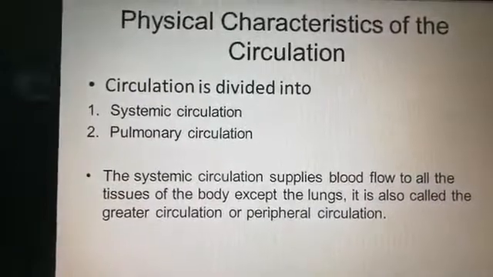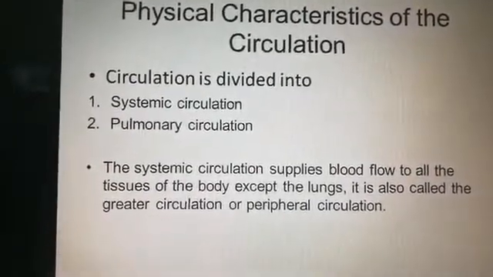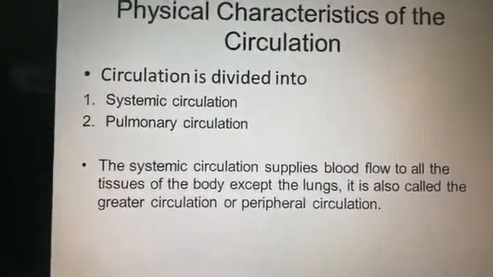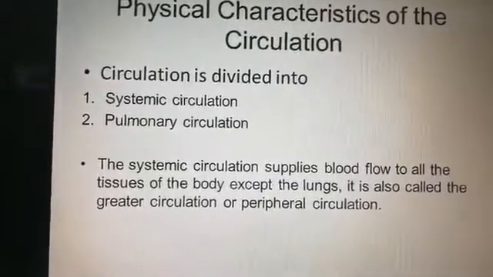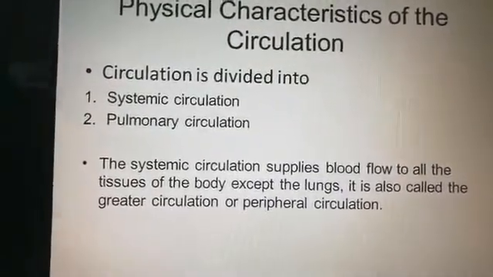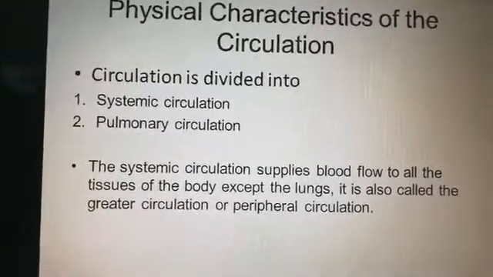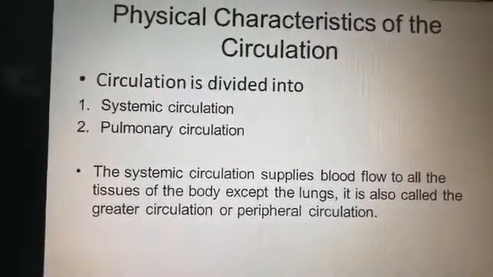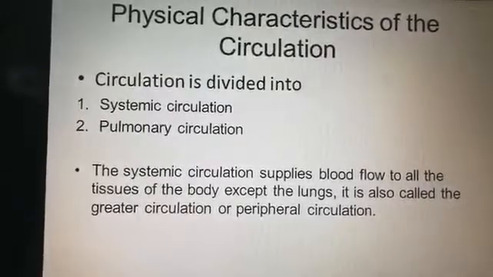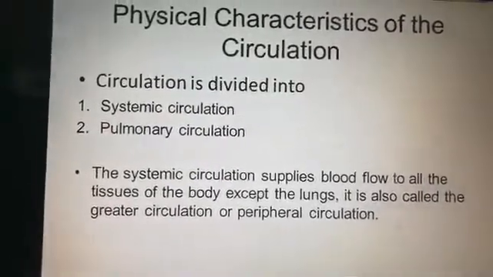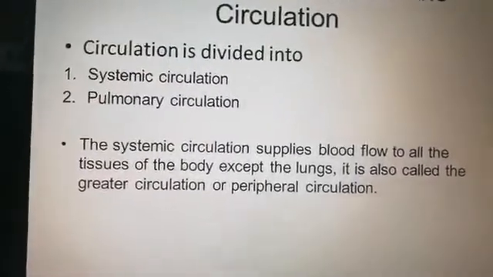Circulation is divided into systemic and pulmonary circulation. Very simple. Systemic circulation supplies blood flow to all the tissues of the body except the lungs. It is also called the greater circulation or peripheral circulation. So the circulation except the circulation of the lungs is called systemic circulation, peripheral circulation, or greater circulation.